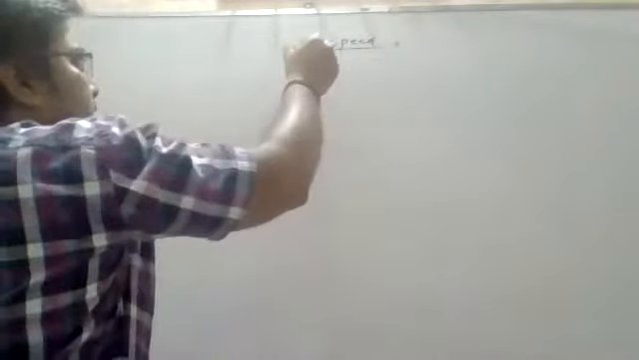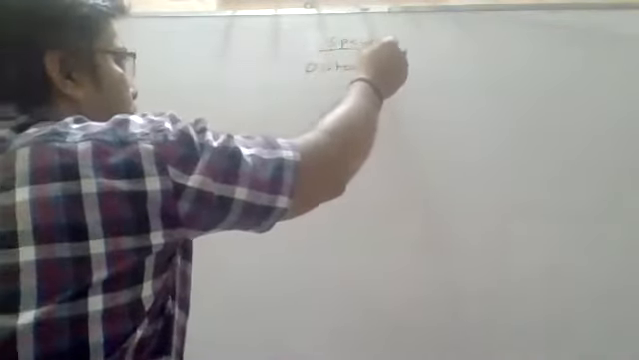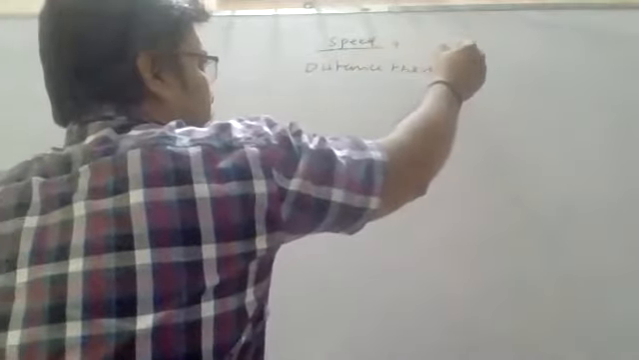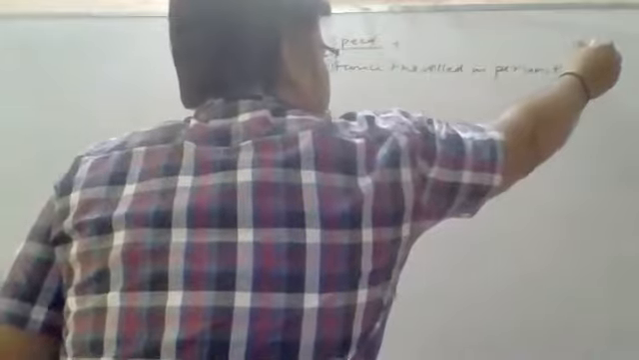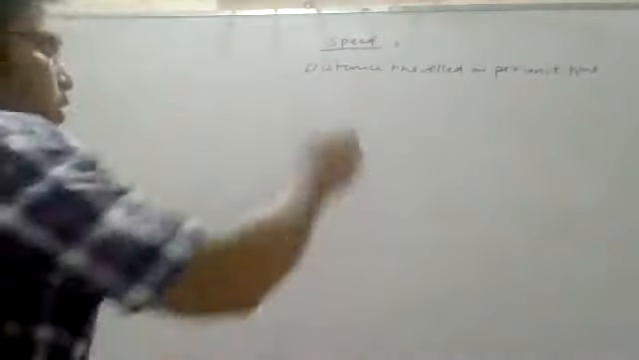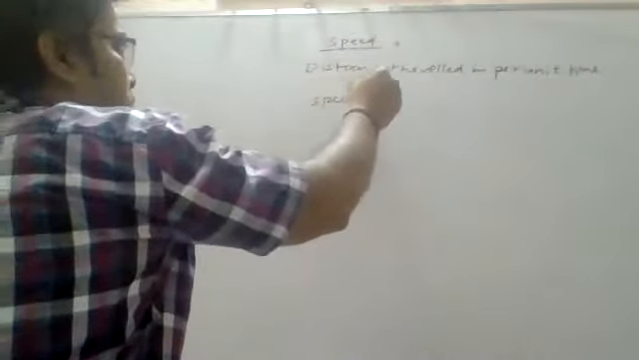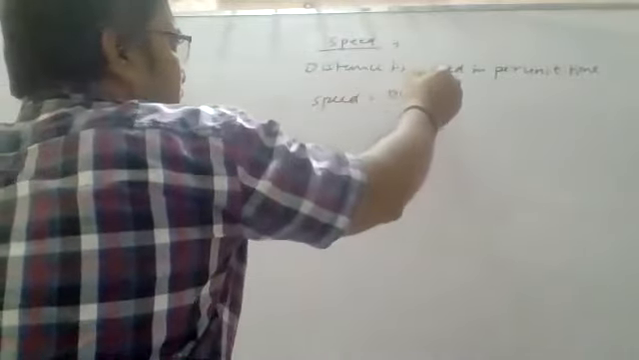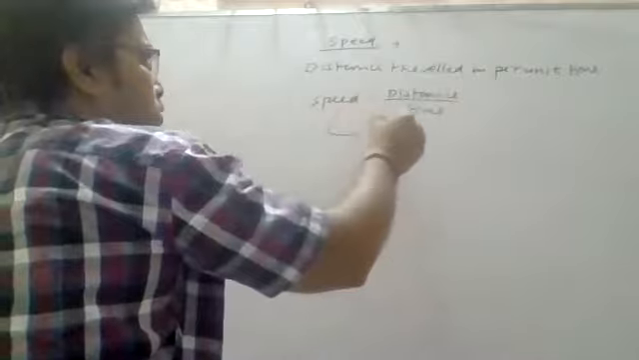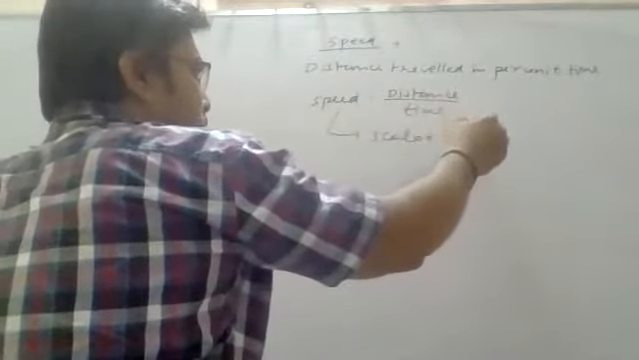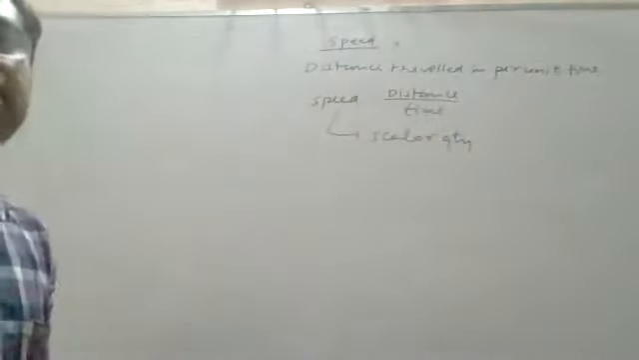And the next topic is speed. Now what is speed? Speed is simply the distance traveled per unit time. Distance traveled per unit time is called speed. Speed can be calculated as distance by time. Here distance is scalar, time is also scalar, so speed is a scalar quantity.